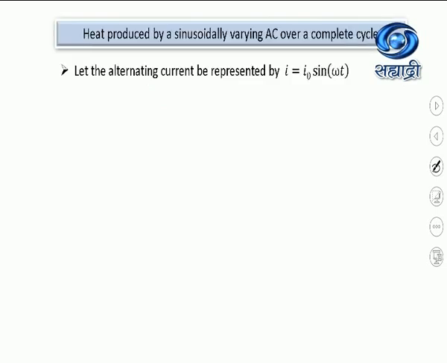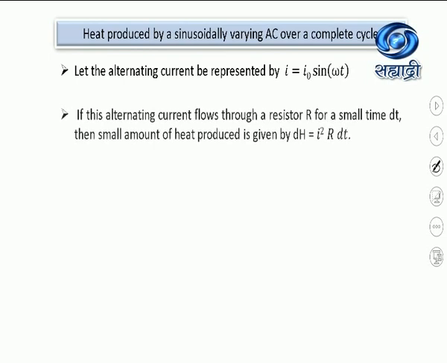Now, heat produced by a sinusoidally varying AC over a complete cycle. Let the alternating current be represented by I equals I naught sine omega t.